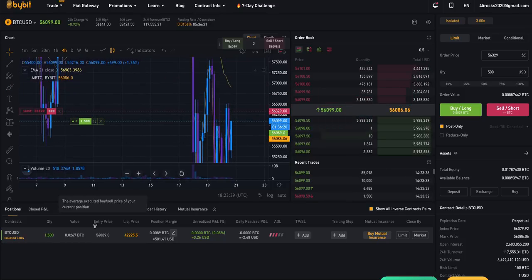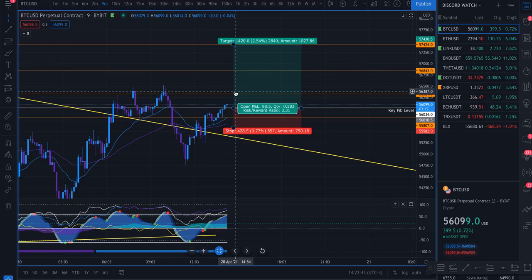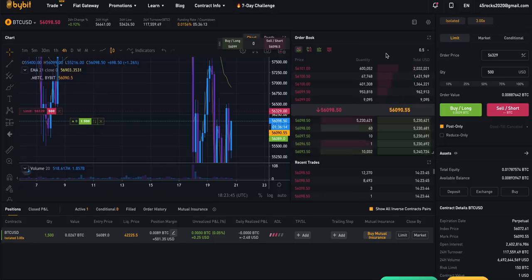So let's see what other take profit levels I had here. I had one at 56,843. So I'm going to go here and type in 56,843, and I'm going to sell another 500, let's say.